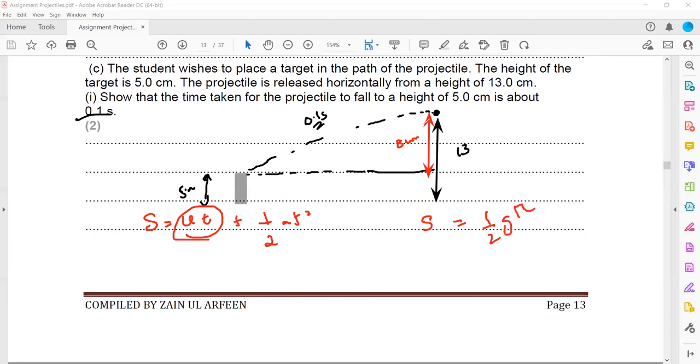S is a height, h is not the total height, h is the height which the projectile falls from the launching position. So that is equal to 8 centimeter or 0.08, because the SI unit of length is meter. Then half, acceleration due to gravity 9.81, and time square. So t square will be 0.08 multiplied by 2 divided by 9.81, and take a root.